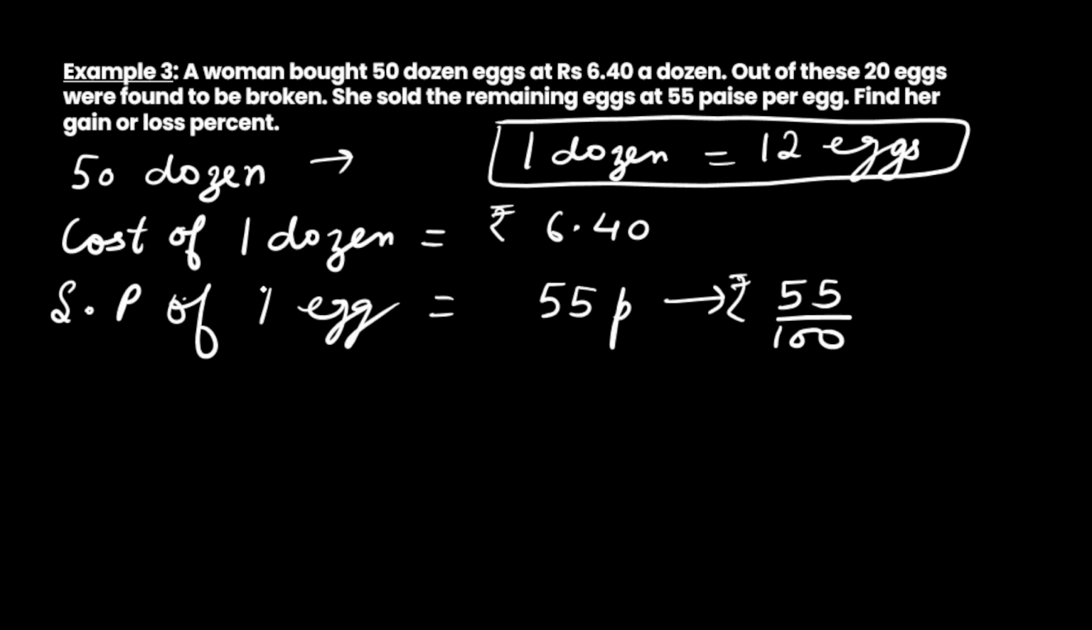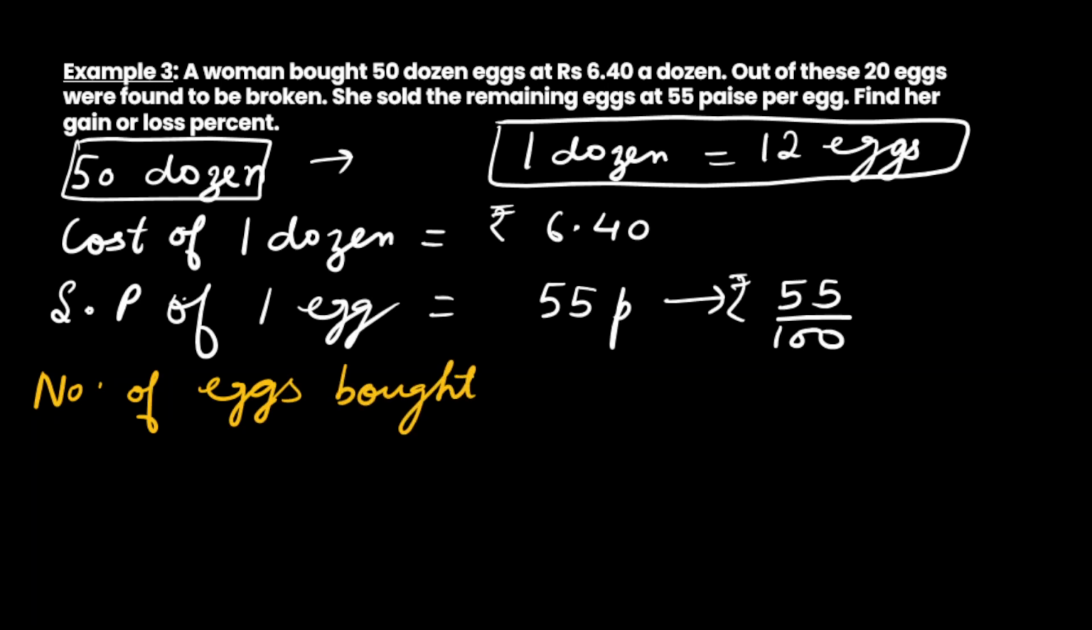First of all, we'll find how many eggs are there, because she bought 50 dozen eggs. Number of eggs bought is equal to 50 into 12, because in one dozen 12 eggs are there. If we multiply 50 into 12, we will get how many eggs are bought. See, 5 into 12 is 60, so 0 we can write. So 600 eggs are bought.